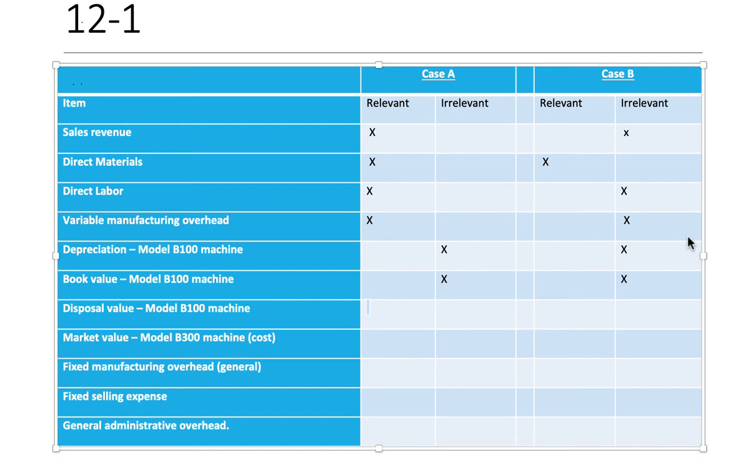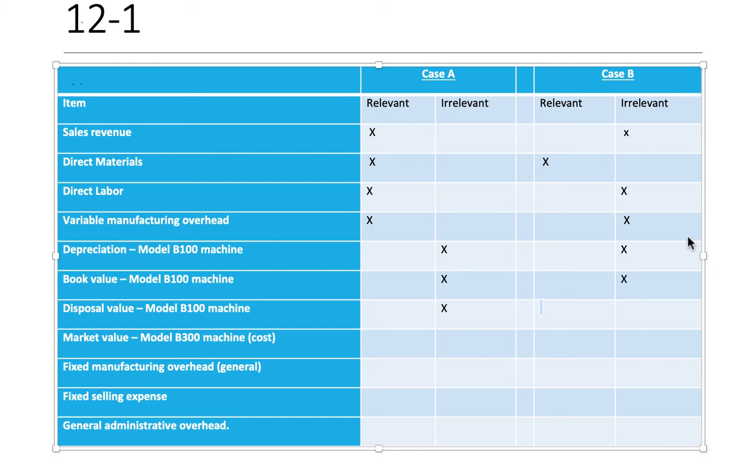Under either of the scenarios, either just keep B100 or keep B100 and add B300, is the disposal value going to change? No, it's not. It's irrelevant. Under case B, however, the choices are: I keep machine B100, or I sell B100 and buy machine B300. In that example, disposal value is just the amount of money we're going to get by selling this machine. That's what disposal value is.